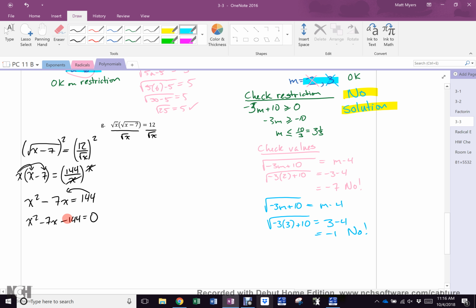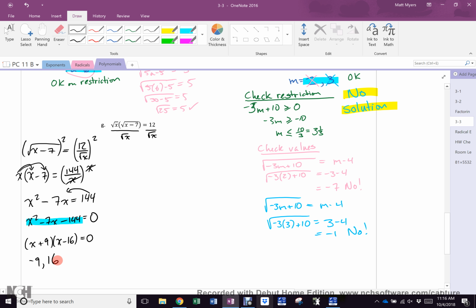If we're able to solve this, what has to happen there? It will factor. So I would need numbers that multiply to 144 and add to negative 7. I'm going to save you some time. It's x plus 9 and x minus 16. So what are my possible answers here? Negative 9 and positive 16, correct?